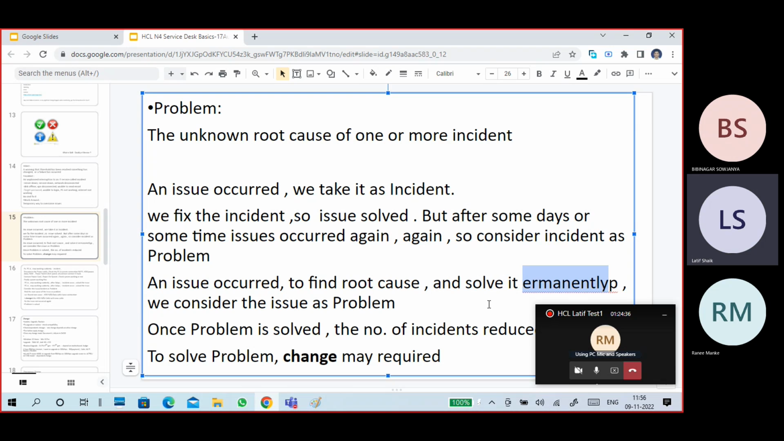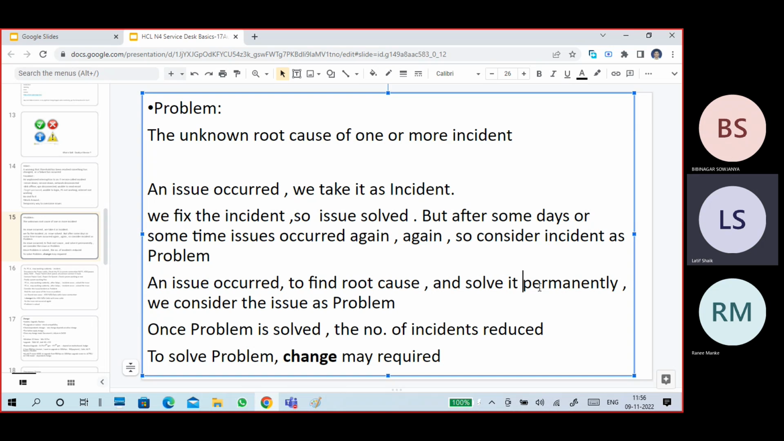You have to find a permanent solution. Once you consider it a problem, find the root cause of it, find a permanent solution, and solve it permanently. Then the number of incidents will be reduced. We may need to change something to solve the problem.